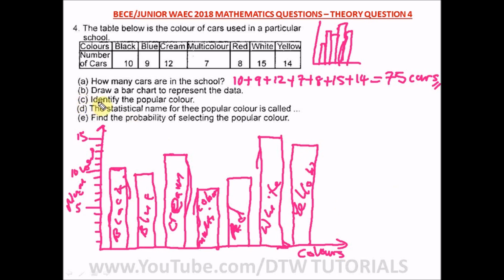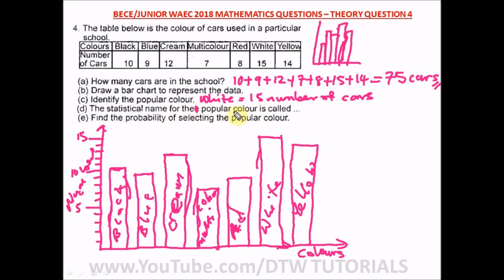Now question C says identify the popular color. Definitely the popular color is white, so you just write here: the popular color is white, which is equal to 15 number of cars.